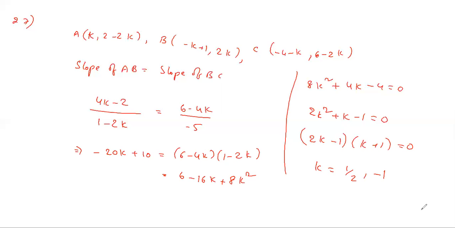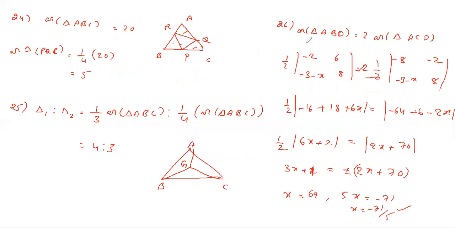You are asking 26. Area of triangle ABD equals 2 times area of triangle ACD.